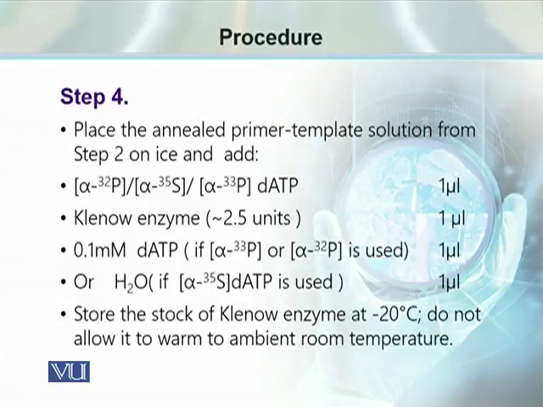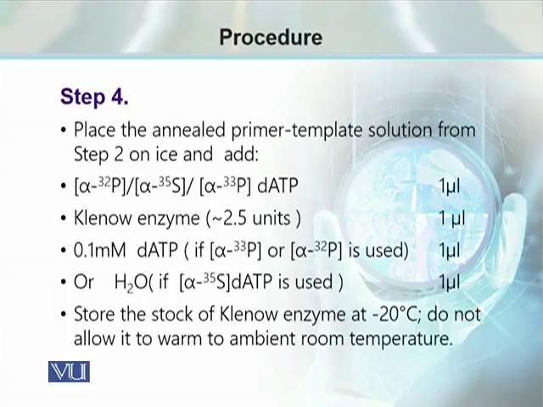From step number 2, after incubation of the annealing mixture, annealing is completed. Now we are going to add radio labeled dATP, 1 microliter, Klenow enzyme 2.5 units in volume 1 microliter, and dATP 0.1 millimolar. This is normal dATP, this is not the labeled one, but it is going to be used only if we used radio labeled dATP and its phosphate variant. If we have used the sulfur variant, alpha 35 sulfur as a radio label, then in that case we will add water, we will not add dATP.